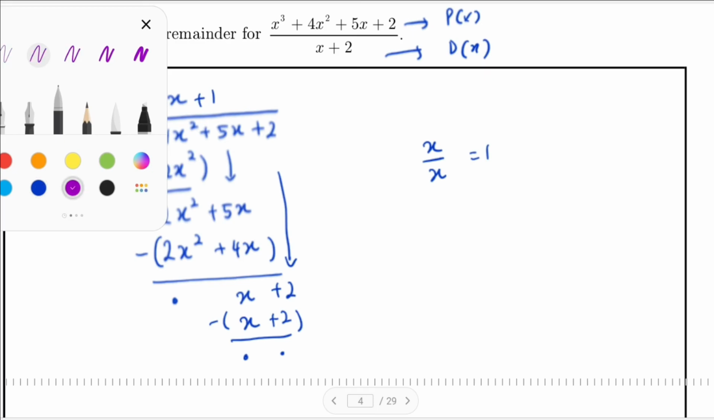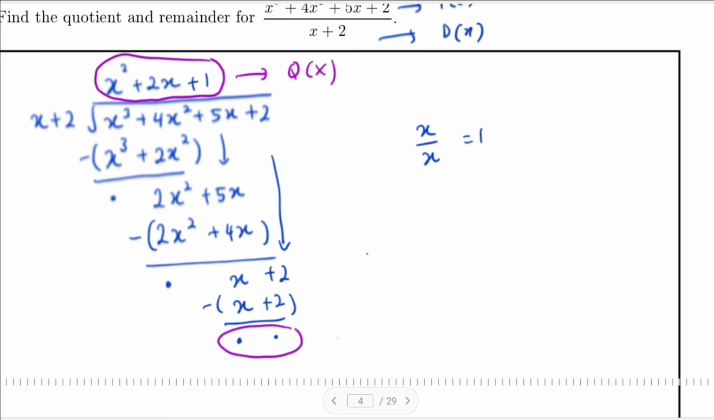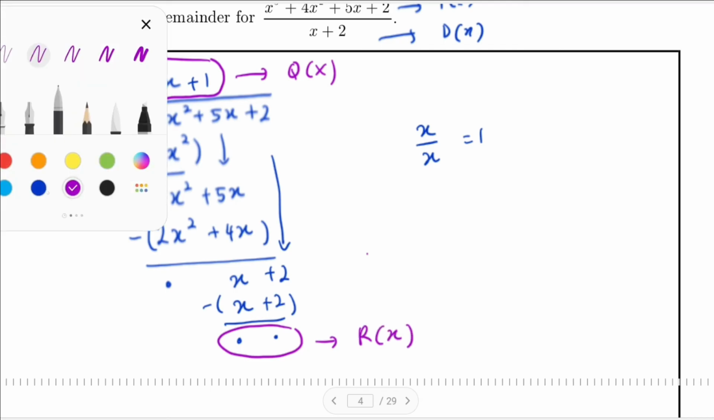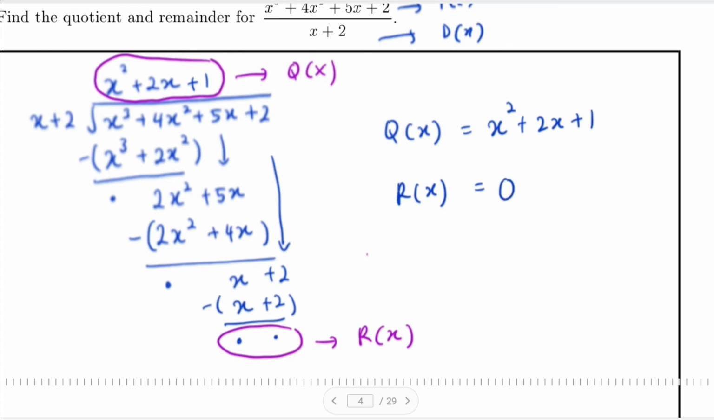So when we do the long division, the answer that we get here is the quotient Q(x), and the remainder is 0. So we write it down properly. The quotient Q(x) is x squared plus 2x plus 1, and since we get no answer left over, our remainder is equal to 0.